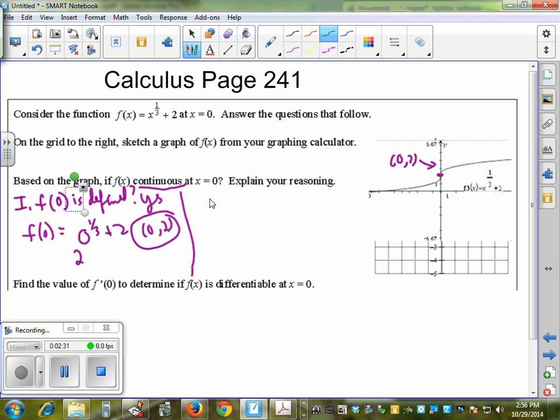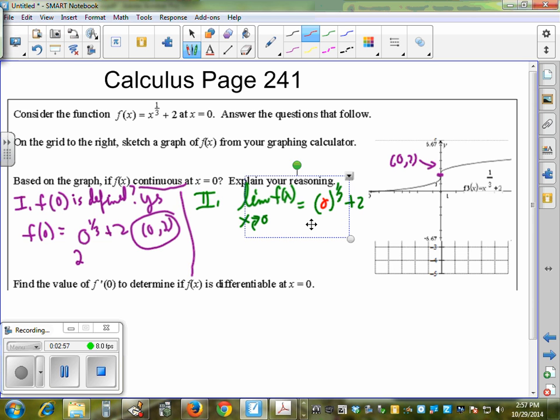Second step is to prove limits. Okay, this one is going to be easy. We want to know if the limit of that function as x approaches 0 exists. This is one we can just plug in. No piecewise, nothing like that. Plug in 0, and we know that's also 2.